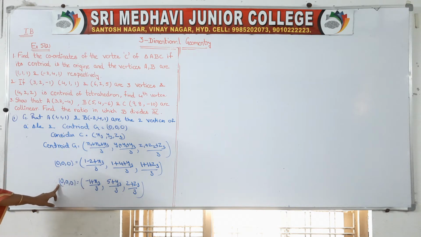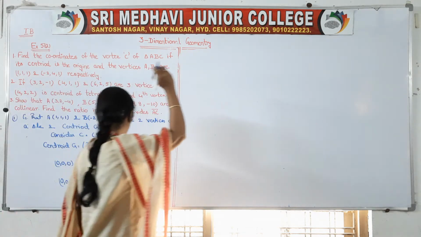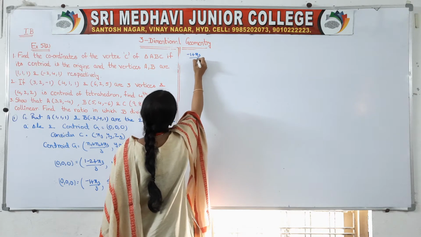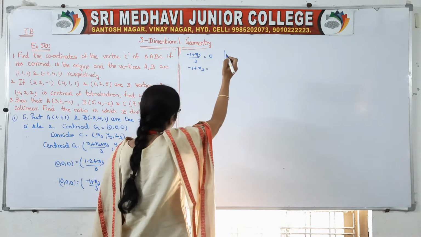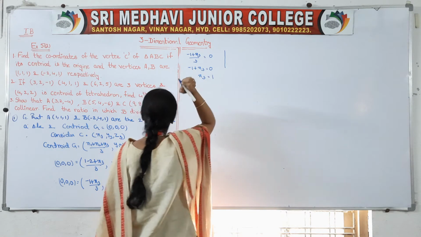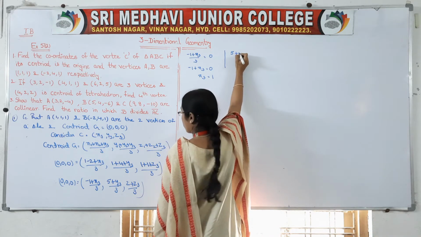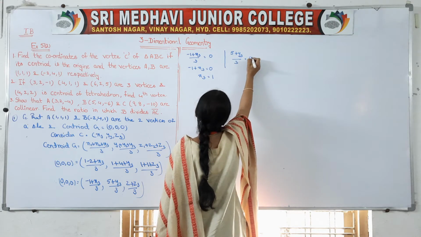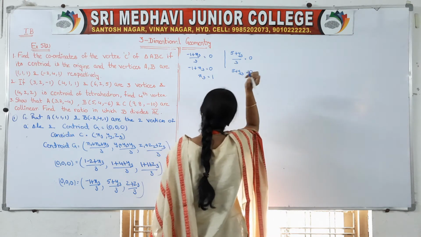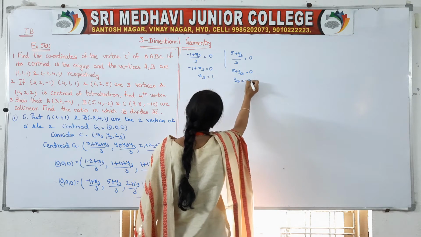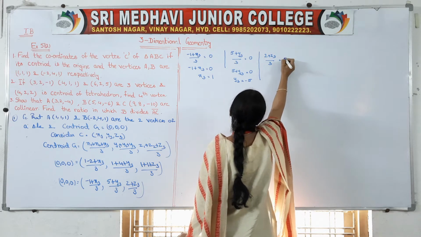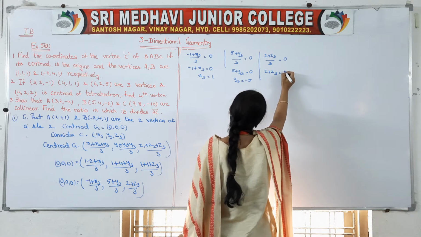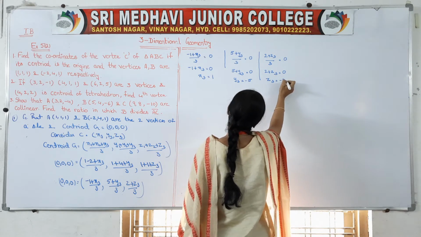So, we can equate x coordinate to x coordinate, y coordinate to y coordinate, z coordinate to z coordinate. Then you will get your x3, y3, z3 values. Minus 1 plus x3 by 3 is equal to 0. So, minus 1 plus x3 is equal to 0 into 3 is 0, x3 is equal to 1. Next, 5 plus y3 by 3 is equal to 0. So, 5 plus y3 is equal to 0, so y3 is equal to minus 5. Next, 2 plus z3 by 3 is equal to 0, 2 plus z3 is equal to 0 into 3 is 0, so z3 is equal to minus 2, okay?